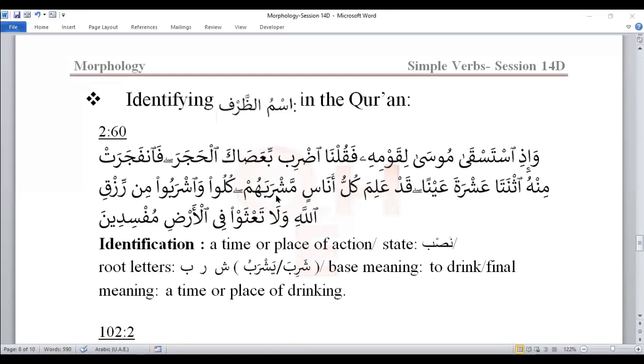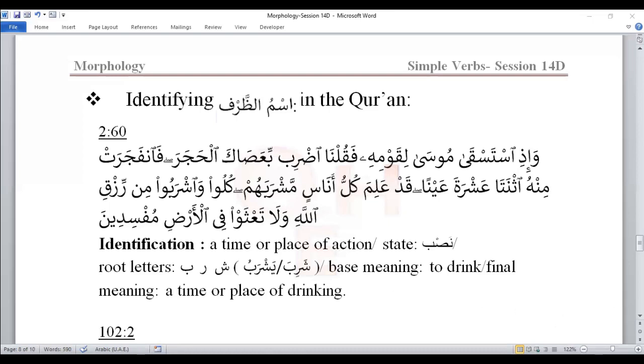Because this is singular, it will be clearly dhamma for the default state, fatha for the nasab state, and kasra for the jar state. It is not plural. The root letters are sheen, ra, ba. So sheen, ra, ba takes the pattern shariba, yashrabu. Base meaning: to drink. So what will be the final meaning? Because this is a time or place of action, and the action is drinking, the final meaning will be a time or place of drinking.